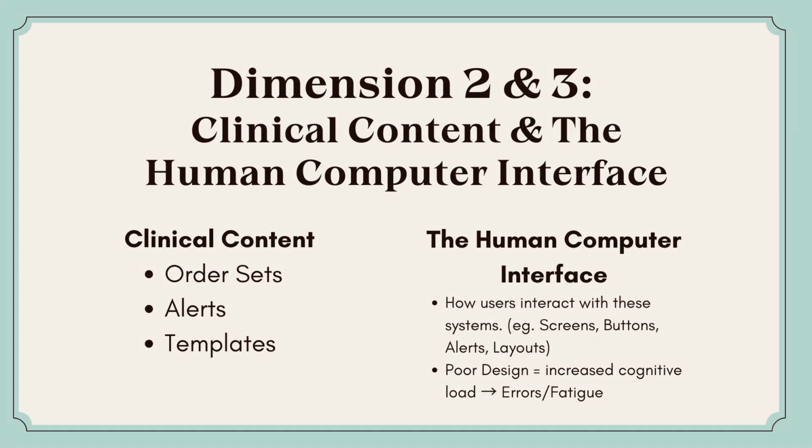The next 2 dimensions are clinical content and the human-computer interface. Together, these 2 dimensions shape how users experience and interact with the system in real time. Clinical content includes things like order sets, alerts, documentation templates, and clinical decision support tools. These elements are designed to guide care, support decision-making, and improve patient safety. Whereas the human-computer interface refers to how that content is presented to users, including screen layouts, navigation, buttons, and visual design. This is the point where humans and technology directly meet.